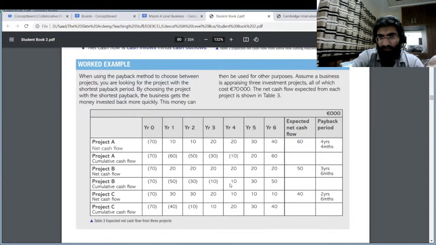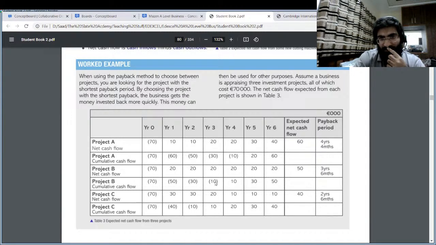If cumulative cash flow is also given, you just need the last negative period and the first positive period. You just need these two, multiply by 12, so you get it in terms of months. But if they ask you to calculate it in number of days, then you multiply it with 365. Here it's given: minus 70 plus 20 is minus 50, then minus 50 plus 20 is minus 30, minus 30 plus 20 is minus 10, minus 10 plus 20 is positive 10. So it becomes positive in year 4.